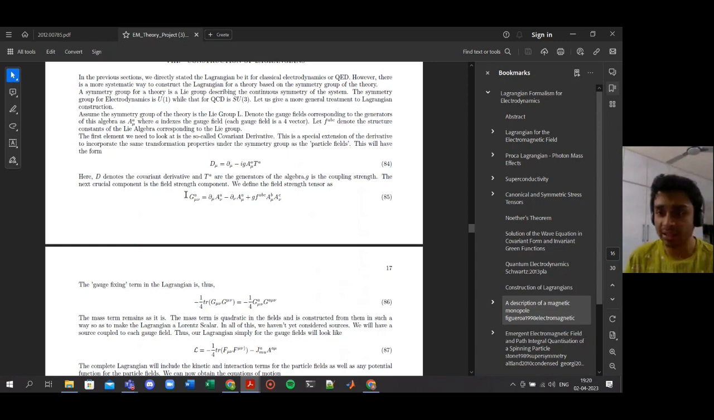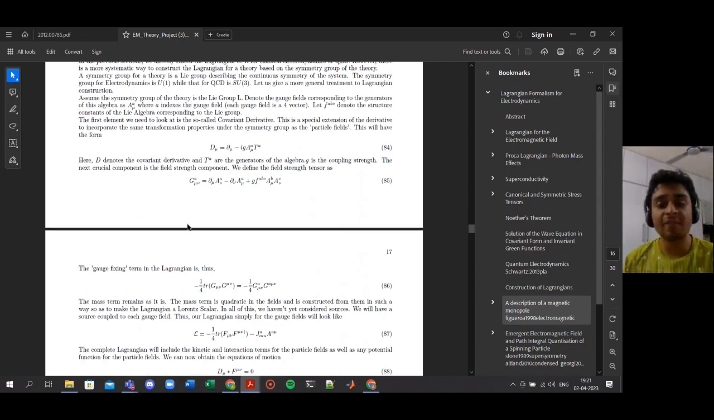So first off, let me assume a couple of things and figure out some notation. The first thing is that let us assume that the symmetry group of the system is the Lie group L. Keep in mind, I've assumed some general L here, but in most cases it is some product of SU(N) groups. Most theories are Yang-Mills theories, so their symmetry group is SU(N), or a direct product of those groups. We denote the gauge fields corresponding to the generators of this algebra by A mu a, where each A mu is a 4-vector, and the index a indexes these gauge fields. So a goes over 1, 2, 3, 4 up to n, where n is the number of generators we have. And let f^abc denote the structure constants of the Lie algebra.